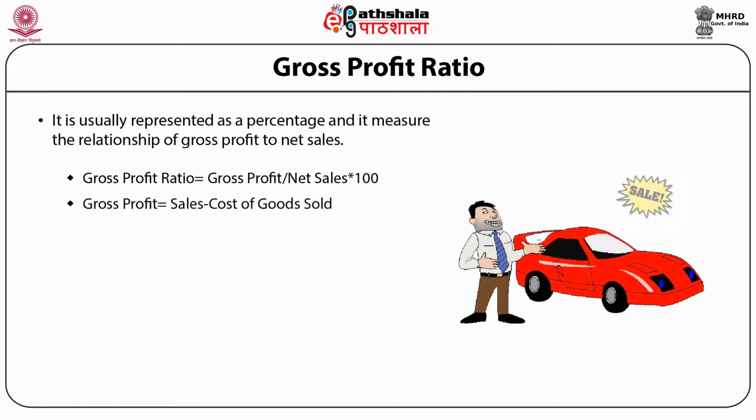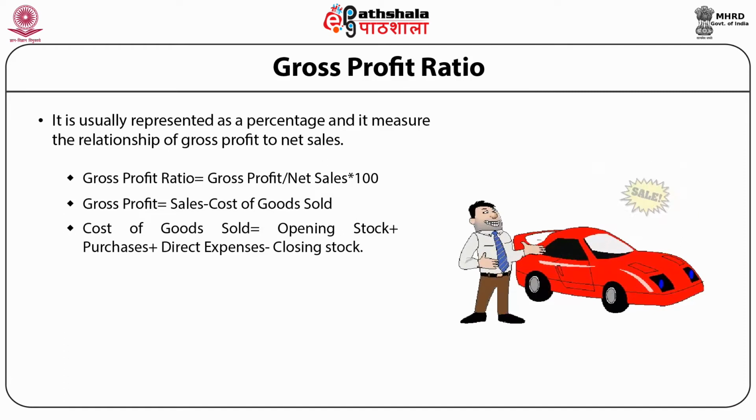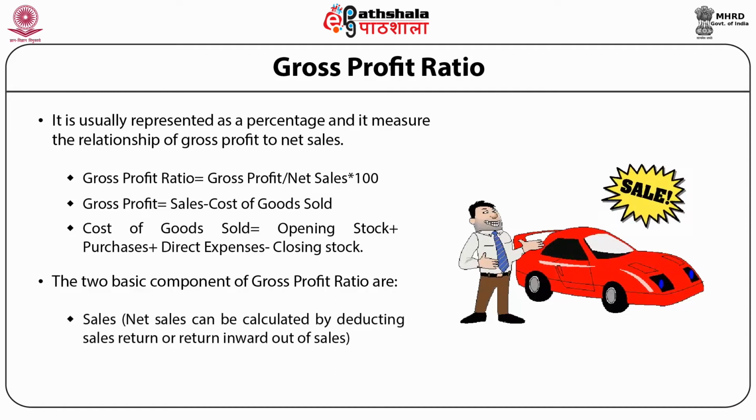Gross profit in the given formula can be calculated by using the following formula, that is sales minus COGS, where COGS stands for cost of goods sold. Cost of goods sold includes opening stock plus purchases plus direct expenses minus closing stock. The two basic components of the gross profit ratio are sales and cost of goods sold.